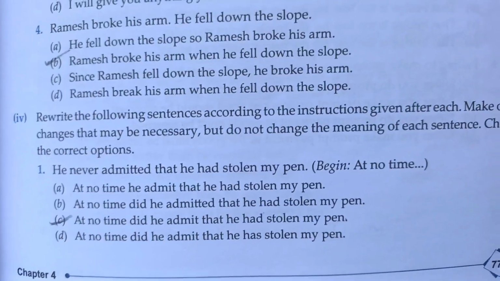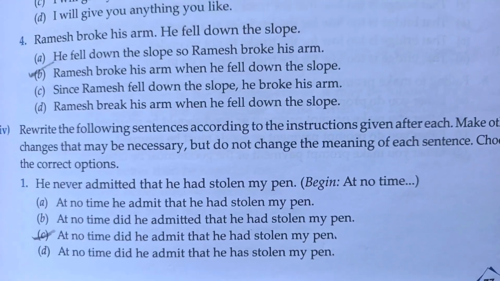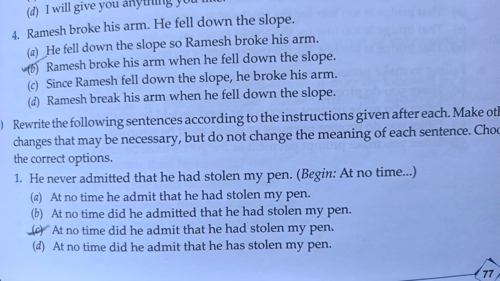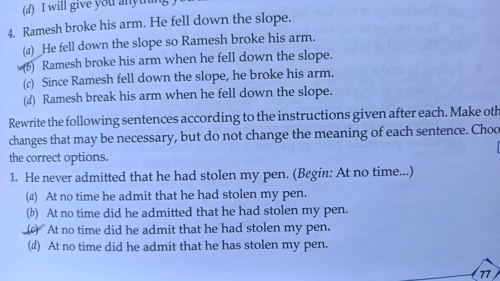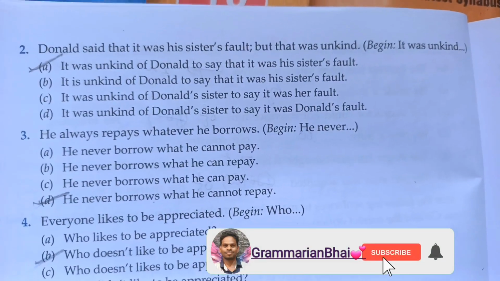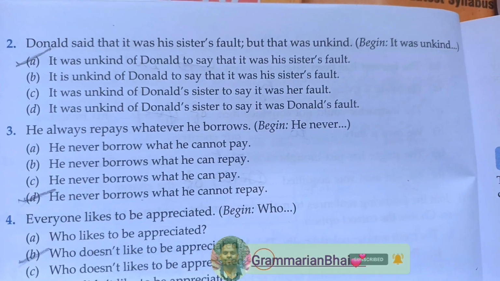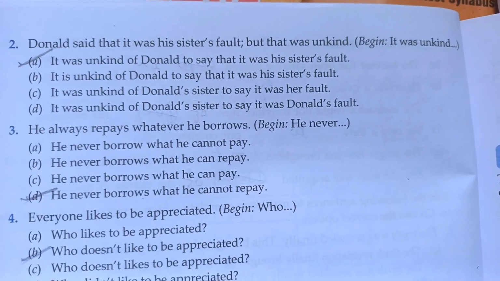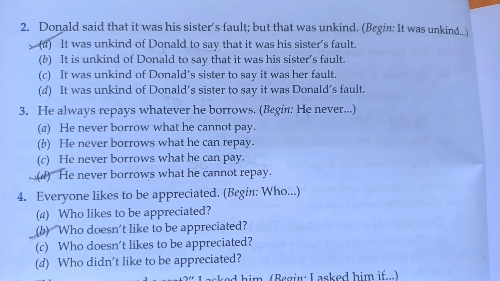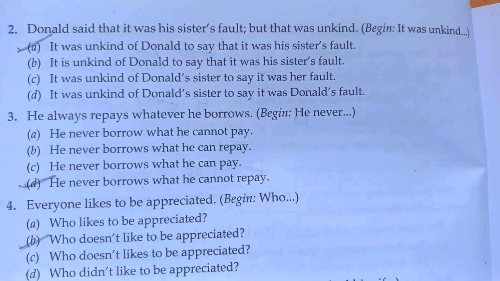Next one, number four. He never admitted that he had stolen my pen. So here you have to begin at no time. So here option C is correct. At no time did he admit that he had stolen my pen. Next, Donald said that it was his sister's fault, but that was unkind. So here you have to begin the sentence with it was unkind. So here option A is correct. It was unkind of Donald to say that it was his sister's fault.